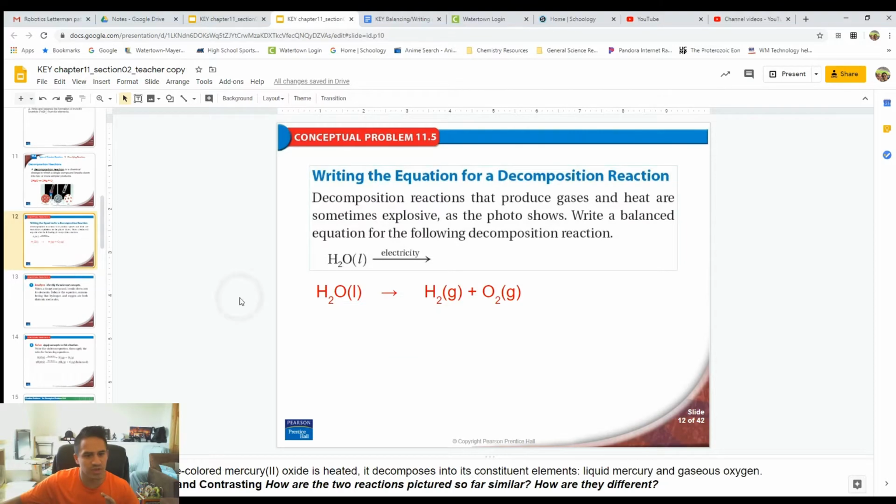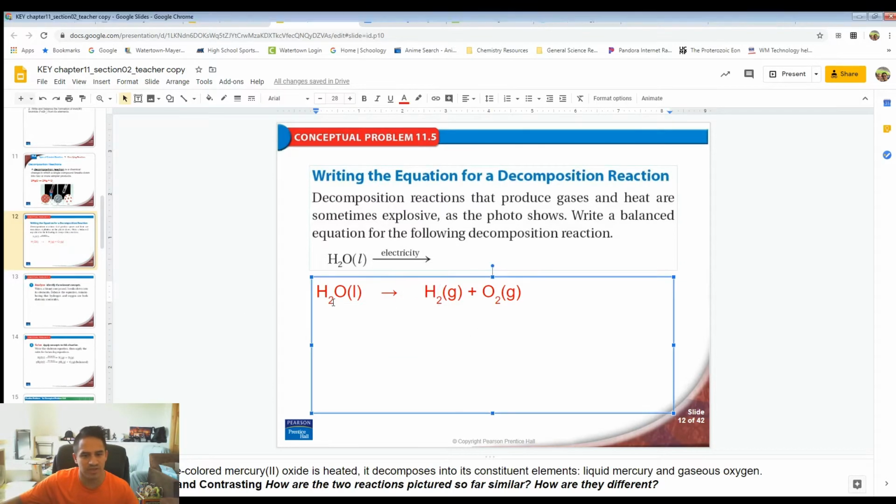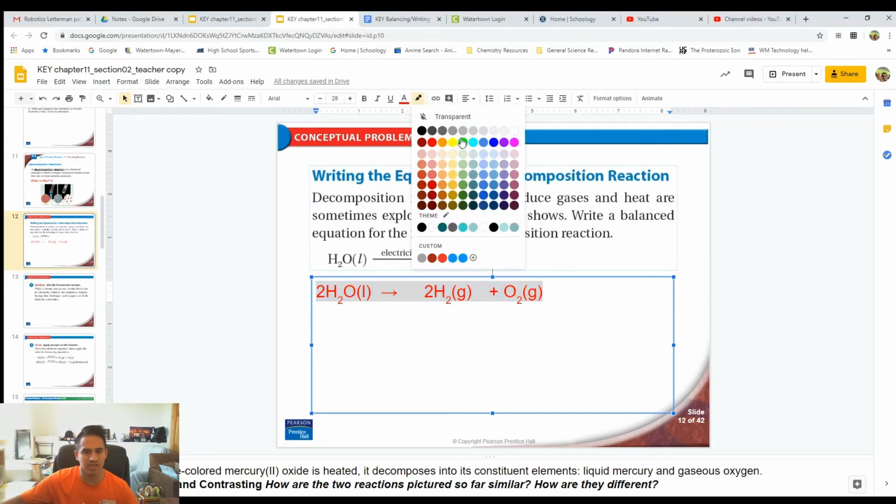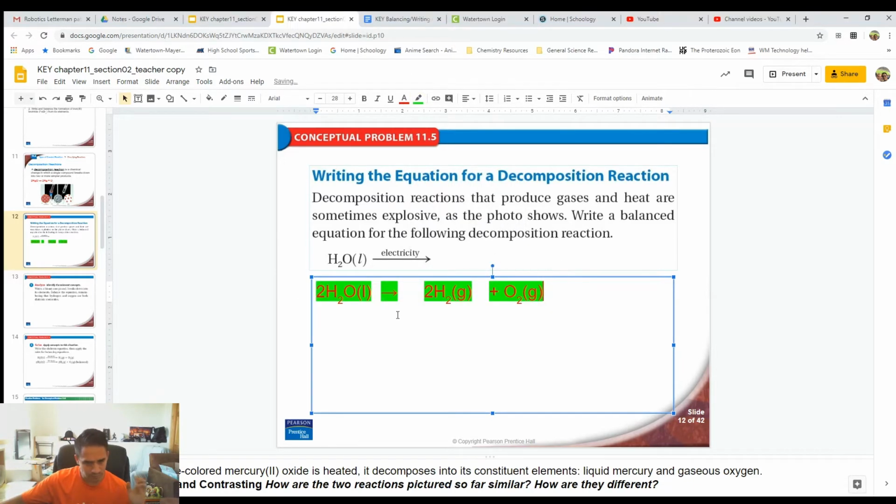Anyway, so we need to balance this. Balancing wise, we need 2 oxygens on the reactant side because we have 2 on the product side. And then we need to put a 2 there to balance out our hydrogens back again. So this is our decomposition reaction in this one. Again, we see a compound breaking apart into the 2 elements that make it up.